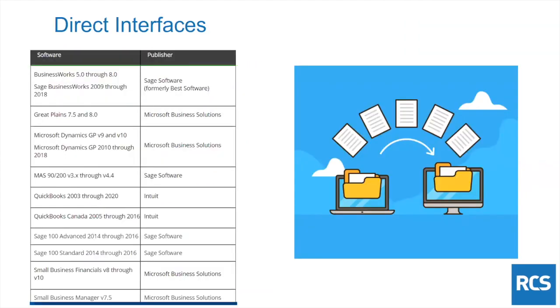So as far as the direct interfaces go, our direct interfaces are listed here. We've got BusinessWorks, Great Plains, Dynamics, Mas 90, QuickBooks, et cetera, and it shows the versions that are supported with the direct interfaces. Some of these have not been updated for quite a while, as NCR has been working on what they have considered more pressing topics than keeping some of these interfaces updated to the newer versions of the accounting packages. But those look like they're in the works for Q1, some of those being updated to more current versions.